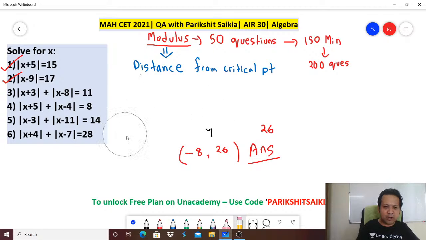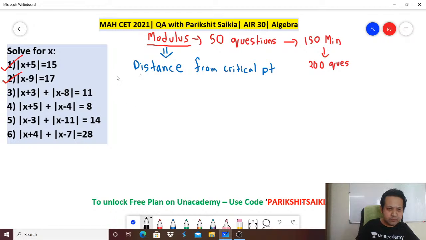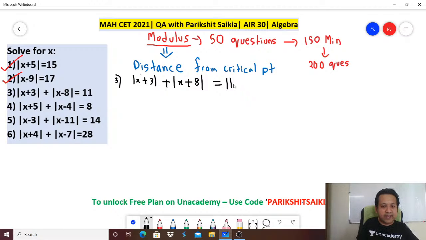I hope you are solving along with me so that you don't face a problem later on. Third one: |x + 3| + |x + 8| = 11. So how do you solve this? It is the distance from the critical point, but there are two critical points here. The first critical point is minus 3, because if you put minus 3, the modulus becomes 0. Minus 3 plus 3 will become 0.